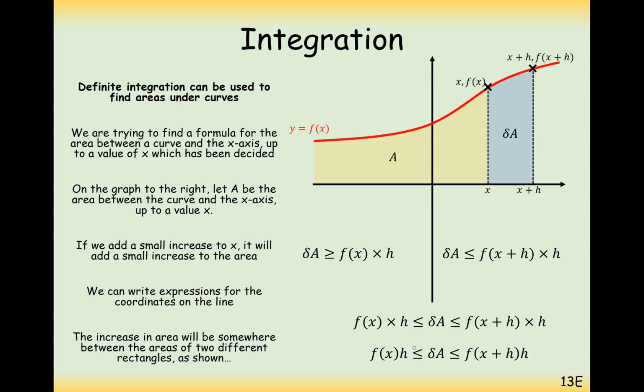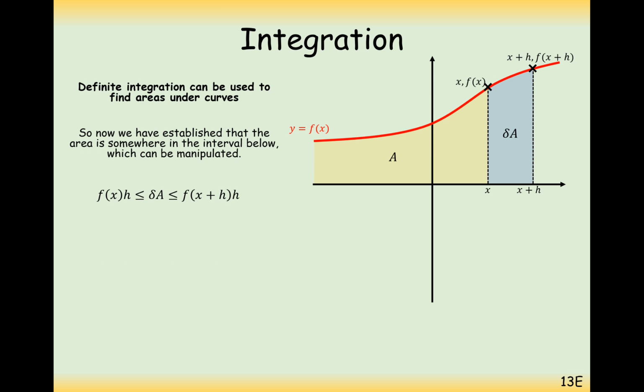Now let's have a little look at rearranging this. So f of x times h, the smaller area, is less than the real change in area that we're looking for, which is less than the bigger rectangle. So what we'll do now is divide through by h, seeing as h is not equal to 0, and it's a positive value, so this is all fine.